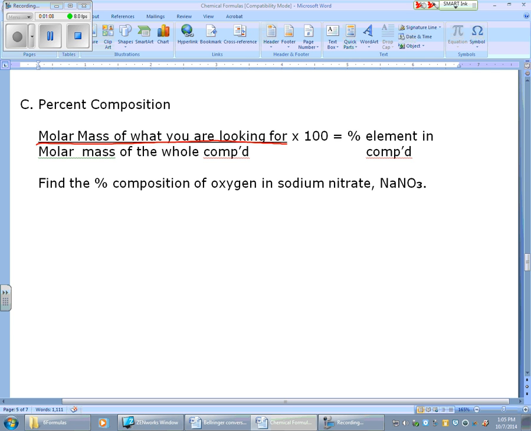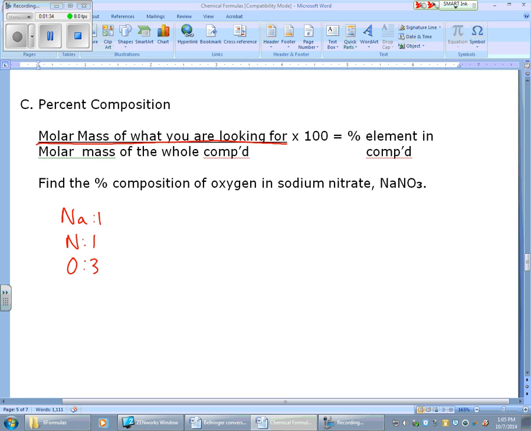Now, I did give you the formula here, but I don't have to since you know how to write formulas correctly. So the easiest way to start with a problem like this, or percent composition, is to go ahead and find the molar mass of the whole thing. This is what you did for homework. So sodium nitrate has 1 sodium, it has 1 nitrogen, and it has 3 oxygens.